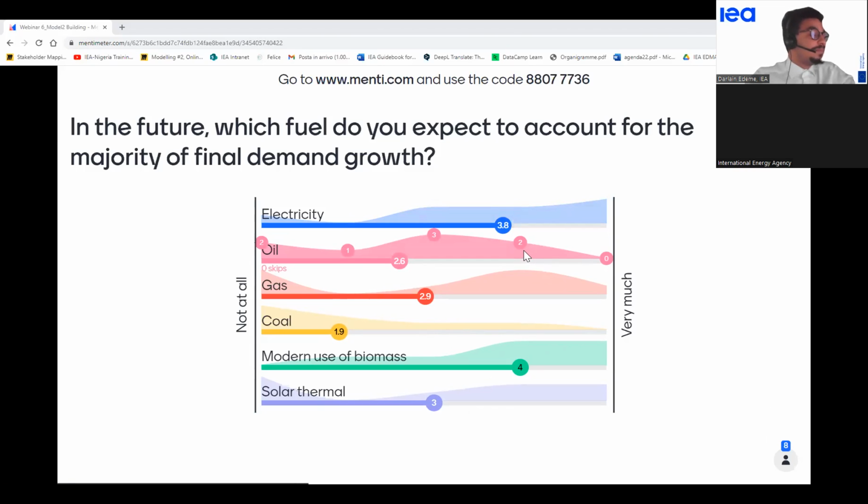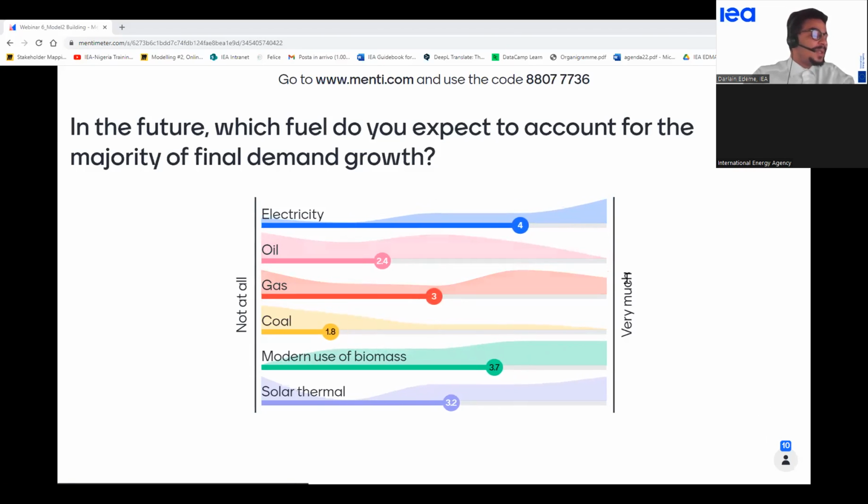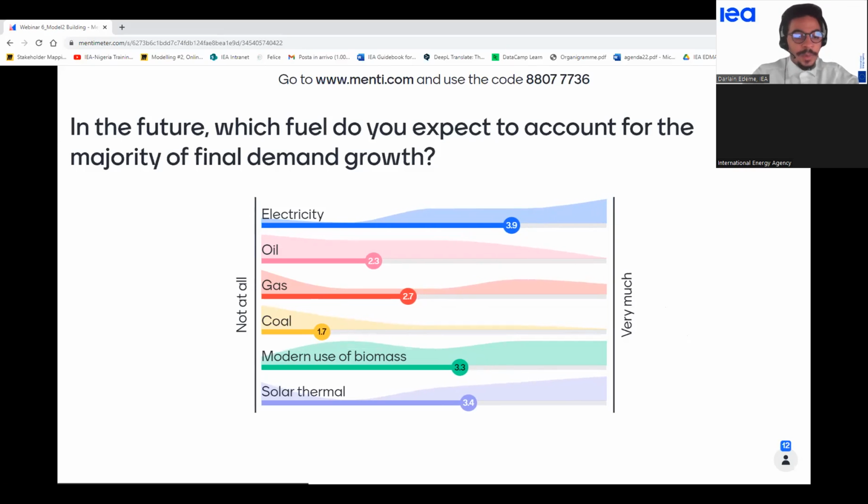Okay. So there is no correct answer. Some analysts would probably say electricity, others would say other fuels. It really depends on the path that the continent will follow. So during today's lecture, we will try to see what analyses the IEA does, and what scenarios we try to anticipate, and in these scenarios, which fuels account for the majority of final demand growth. So I will go back to the presentation so that we can see what our answers are to this question.